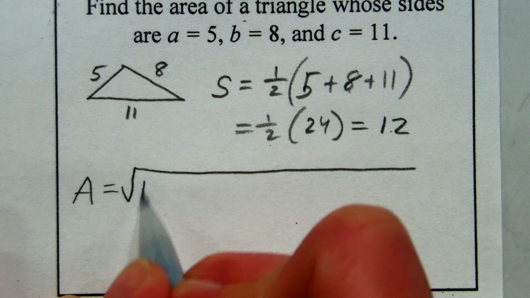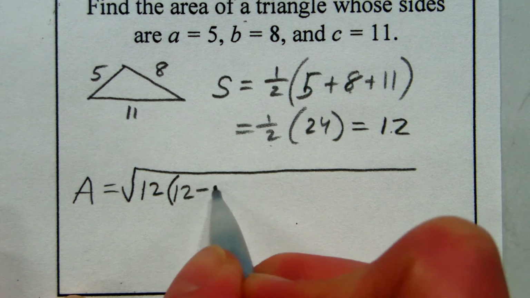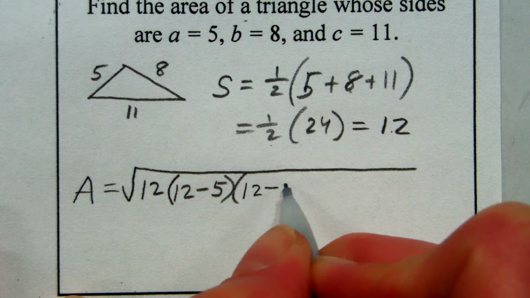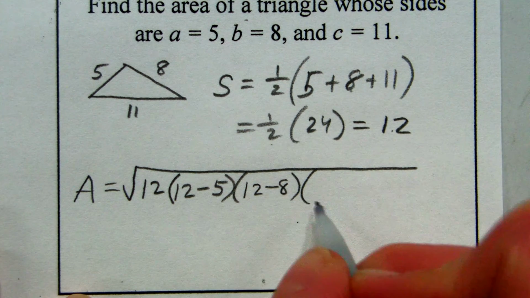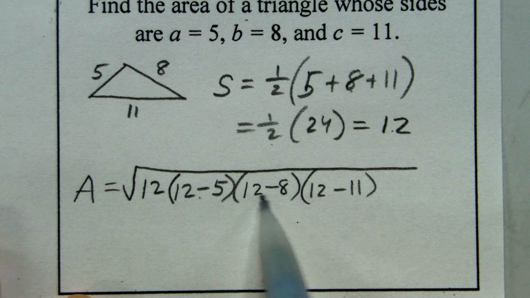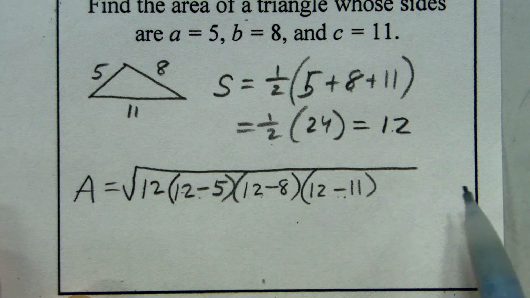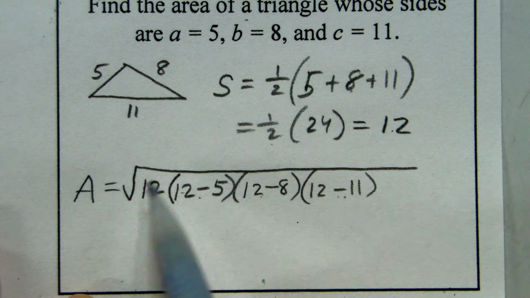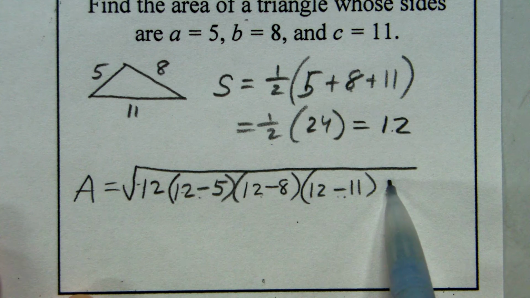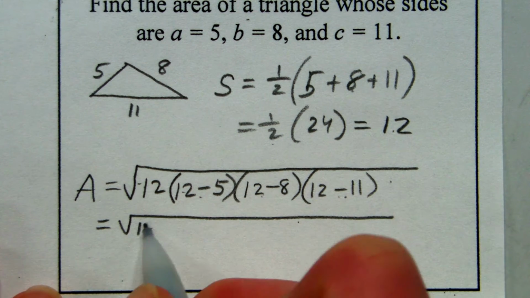But you start with that 12, and then you make parentheses, and you take 12 minus the first side, which is 5. Another set of parentheses, 12 minus the second side, 8. Another parentheses, 12 minus the third side, which is 11. I think it's easier to go ahead and subtract all of these rather than trying to type all of this into the calculator. In theory, you could put all of this in, but you'd have to put parentheses here and here also, and so it just gets complicated. So I would simplify it first.